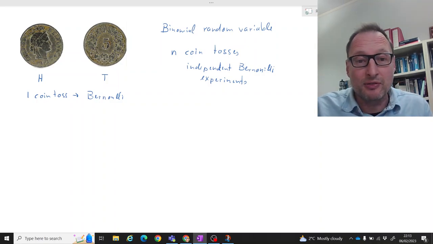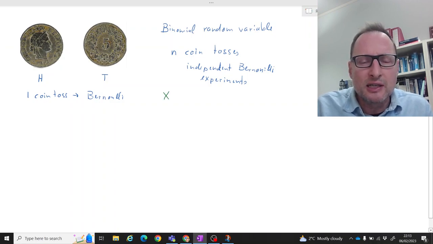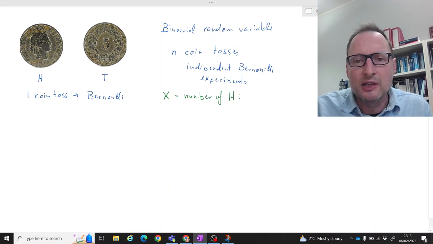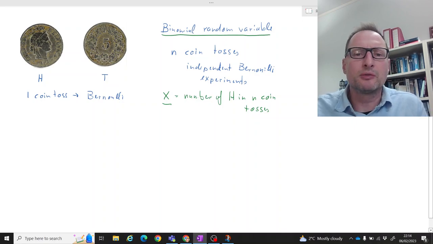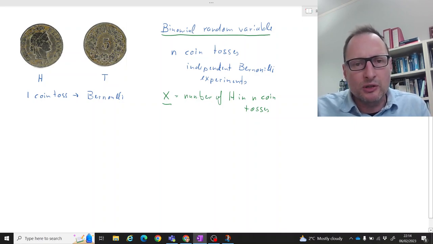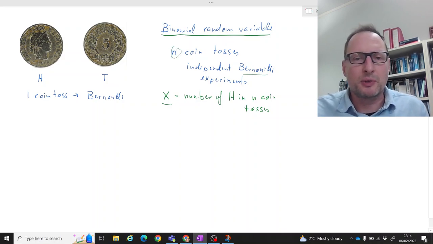And so we haven't defined the random variable yet. Let me use a different color for this, let me use green. So X is the number of heads in n coin tosses. Then that random variable X is what we call a binomial random variable, and that is based on the number of successes in n Bernoulli experiments.